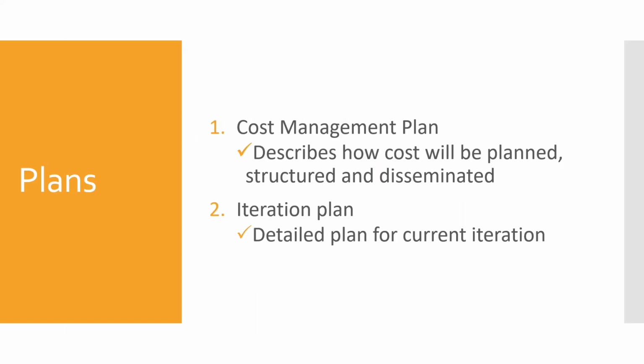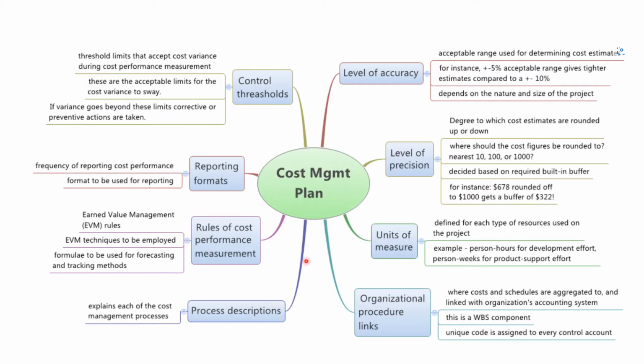The third plan we're going to talk about is the cost management plan. It describes how the cost will be planned, structured, and controlled. A cost management plan might cover many aspects: organizational procedure links, unit of measure, level of precision, level of accuracy, control thresholds, reporting formats, rules of cost performance measurement, process descriptions. So it goes like that.